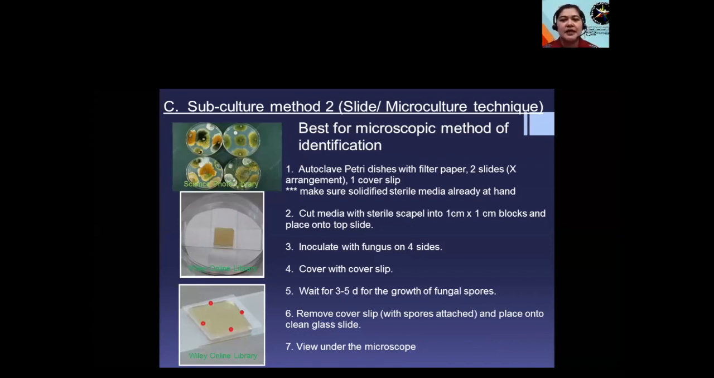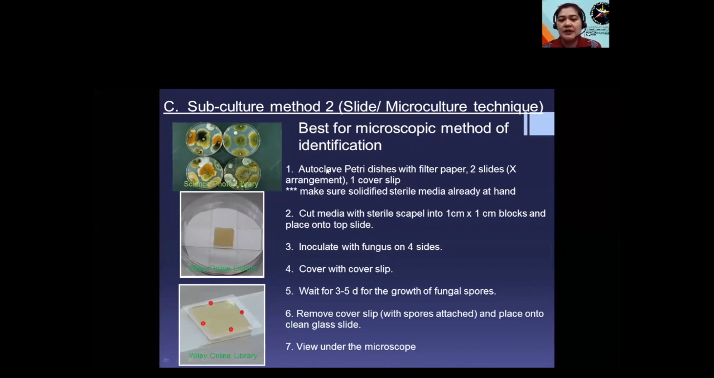Okay, this is another subculture method. This is the slide technique or the microculture technique. Ito naman ay best for the microscopic method of identification. Hinuli ko lang po ito in comparison to DNA sequencing because I would want to stress that identification using a microscopic method is still best para sa mga kabataan because they will learn how to make use of the dichotomous keys sa pag-identify ng mga organisms.